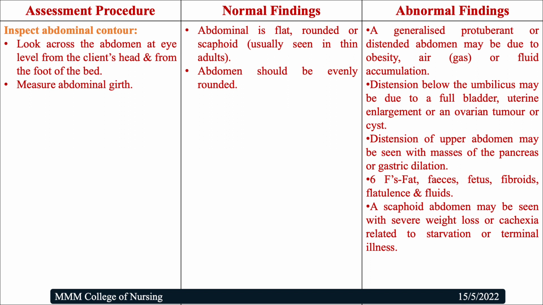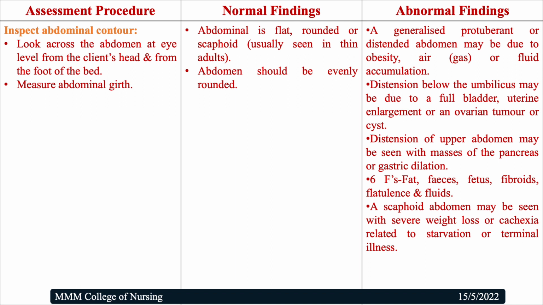The next is inspecting the abdominal contour. Look across the abdomen at eye level from the client's head and from the foot of the bed. Measure abdominal girth. Normally, the abdomen is flat, rounded or scaphoid, which is usually seen in thin adults. The abdomen should be evenly rounded.